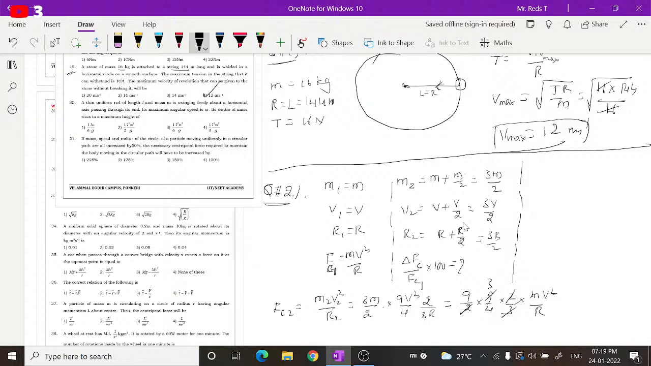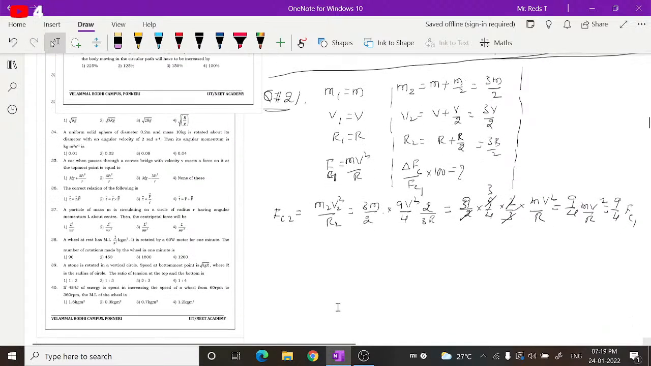So you can express this further as, what is this? M2 is what? 3 by 2, right? Why have you taken 9 by 2? It is 3 by 2, not 9 by 2, guys. So 3 into 3 is 9, 9 by 4. This is equal to 9 by 4 mv square by r, and mv square by r is fc1. So you can take this as 9 by 4 fc1, which is fc2.